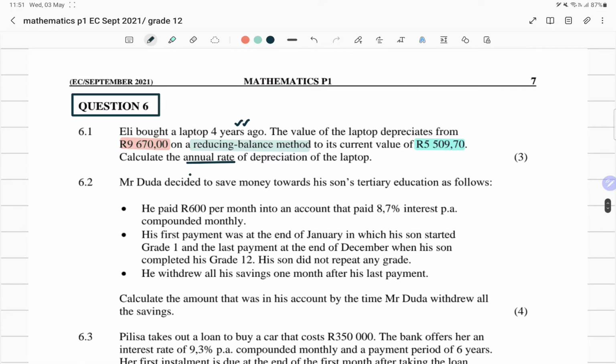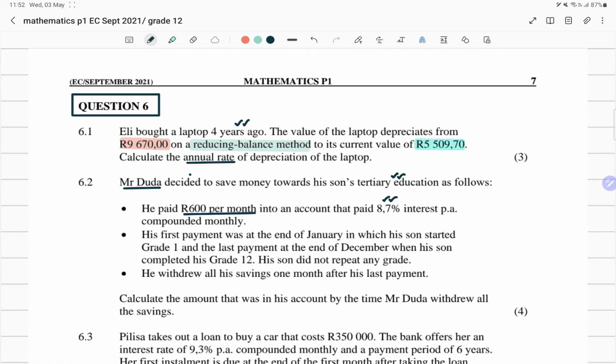So 6.2 says Mr. Duda decided to save money towards his son's tertiary education, as follows: he paid 600 per month into an account that paid 8.7%.